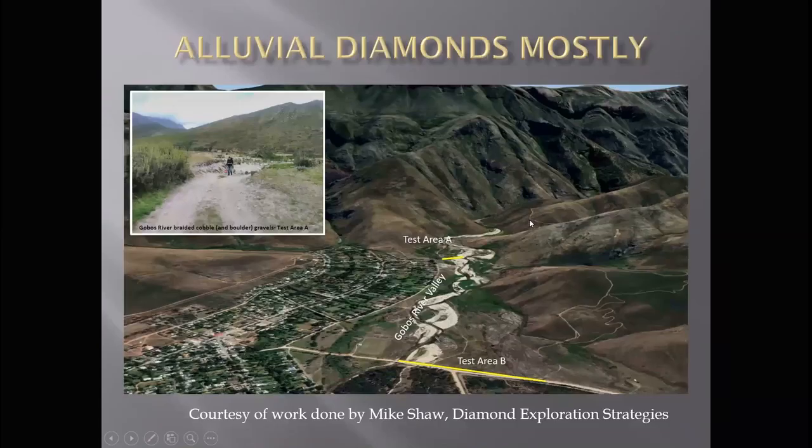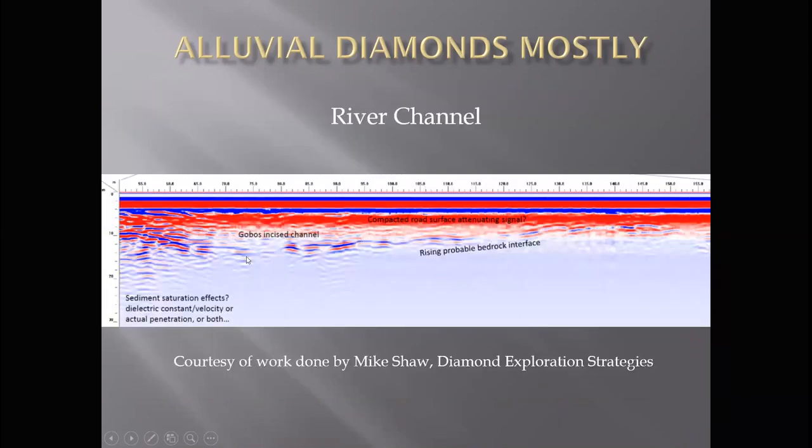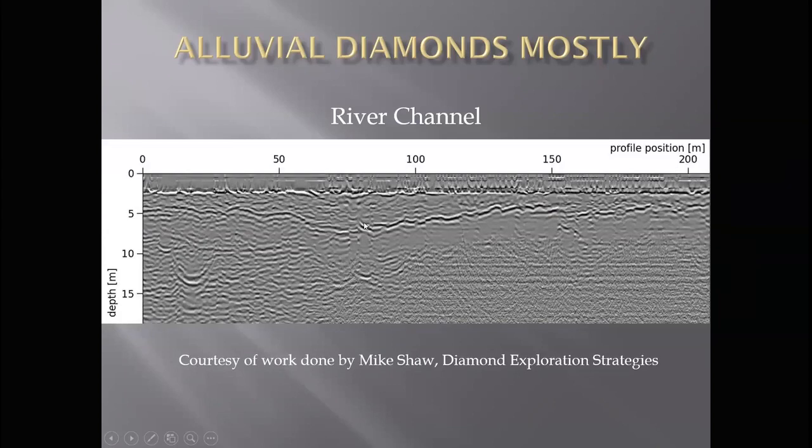Here's a real life survey done by Mike Shaw for diamond alluvials using our equipment. He did this himself. This is the Gobosh River Valley in the Cape. He wasn't actually looking for alluvials right here. He was just testing it. That's what the river looks like. And you can see that here is the base of the river channel. You get all this muck on surface, the reflectors close to surface, related to ground effect, etc. But you can clearly see down at 10 meters, down to 15 meters there, the base of the Gobosh River channel, and that's the rising bedrock surface there. This is a river channel that is seen underneath Kalahari sand.